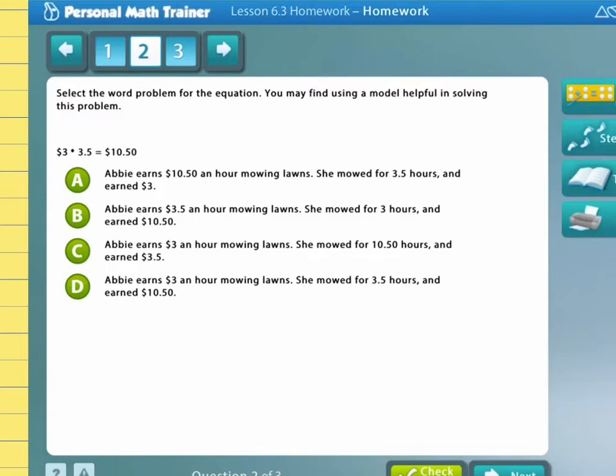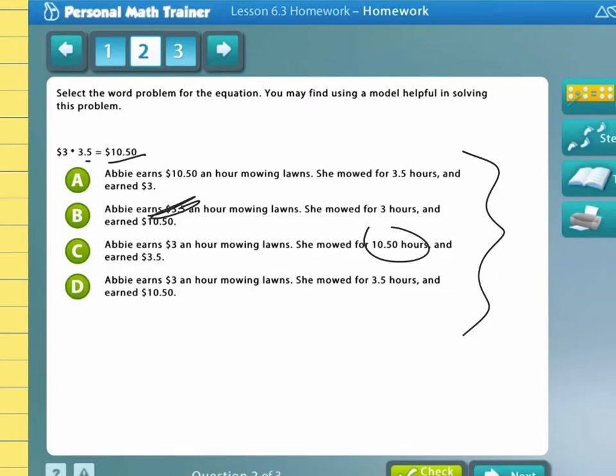$3 times 3.5, or 3 5/10, is equal to $10.50. So which situation describes this problem here? Abby earns $10.50 an hour mowing lawns. She mows 3.5 hours. Abby earns $3.5. That's right away not right, because the problem has nothing to do with $3.5. Abby earns $3 an hour. She mowed for 10.5 hours. No, that doesn't match, because that's 10.5 hours and that's $10.5.